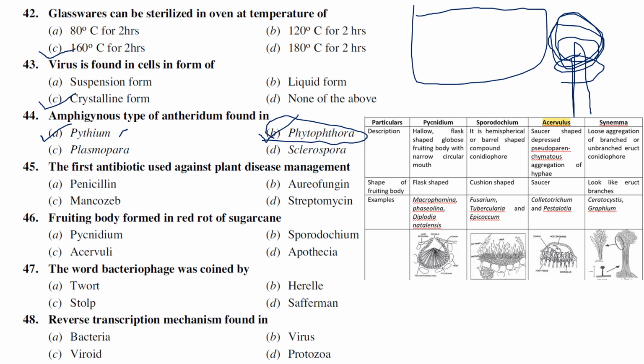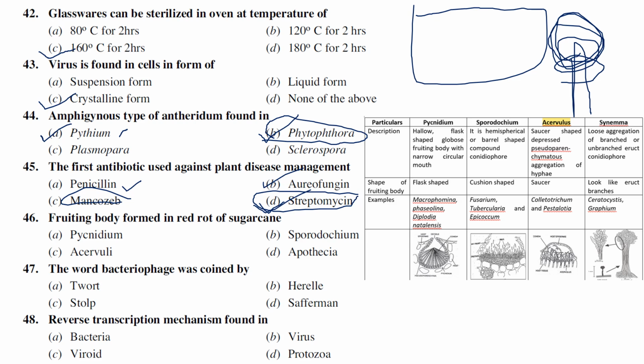The next one is the first antibiotic used against plant disease management. Penicillin, aureofungin, mancozeb. Mancozeb is not a fungicide, sorry, not an antibiotic. Aureofungin is an antifungal antibiotic. Penicillin is the world's first discovered antibiotic. Streptomycin is the world's first broad spectrum antibiotic, and it is the antibiotic which started being used for plant disease management. So streptomycin is the first antibiotic used for plant disease management. So the answer is streptomycin.